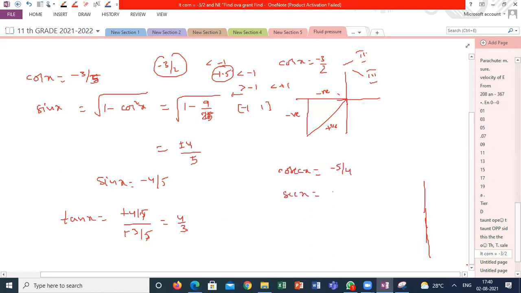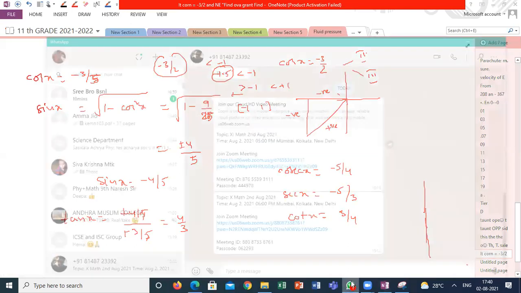Secant x is equal to minus 5 by 3, and cot x is equal to 3 by 4. This is how we can discuss all the remaining 5 ratios. This is very simple, pretty simple. Is it clear? Shall I go for some other numericals based on this?